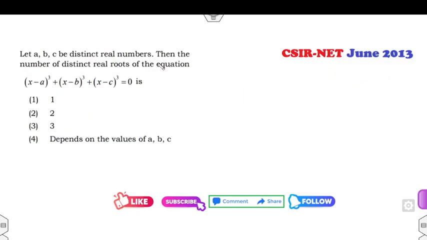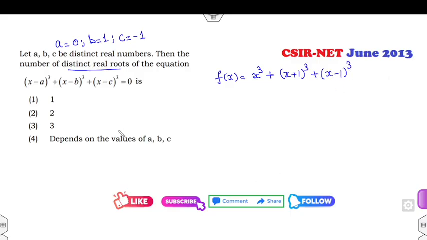A, B, C are distinct numbers, then the number of real roots. I can choose any distinct numbers. A equals 1, B equals 0, C equals minus 1. What will be your f(x)? x cubed plus (x plus 1) cubed plus (x minus 1) cubed. If I open the brackets, it's 3x cubed; plus 1 and minus 1 cancel out, minus 3x squared plus 3x squared cancel, and 3x plus 3x is 6x. So 3x will be common: x squared plus 2.